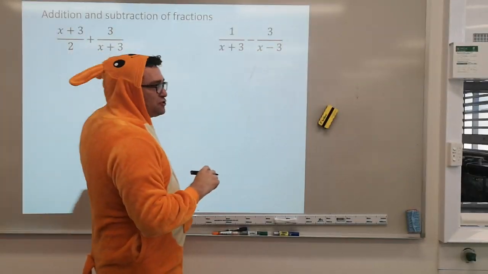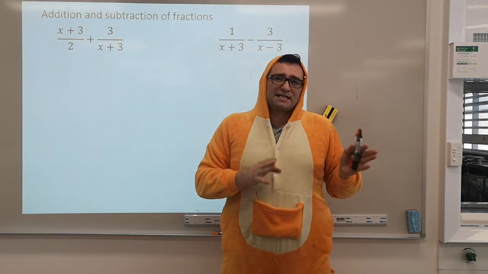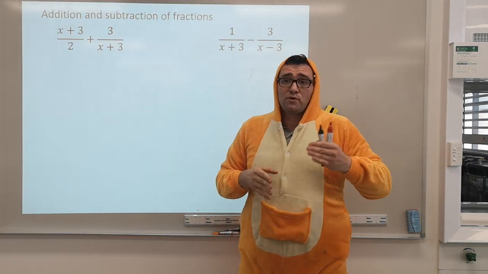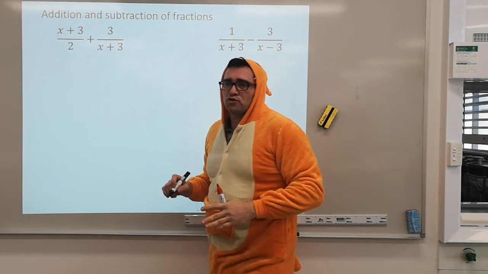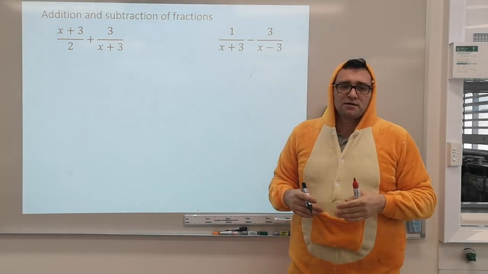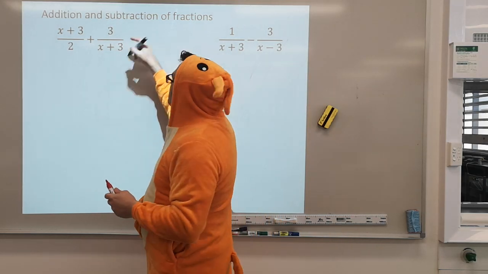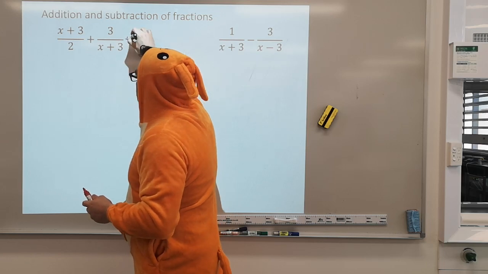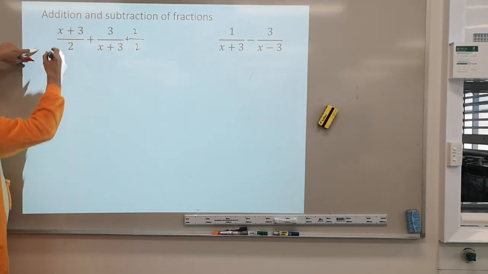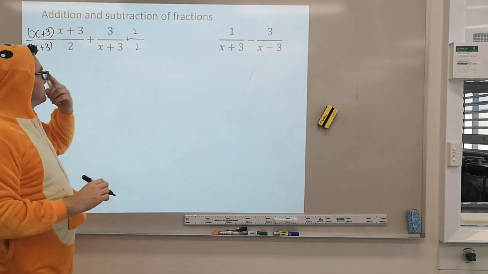Next up, we're going to actually start introducing some algebra into our denominator. So the process we're going to use is exactly the same as the process we used when we just had regular numbers. Our denominator is x plus 3, our other denominator is 2. We need to find the lowest common denominator, which using our cross multiplication is our best way. So this side I'm going to multiply by 2 on 2. This side I'm going to multiply by this denominator, x plus 3 on x plus 3.